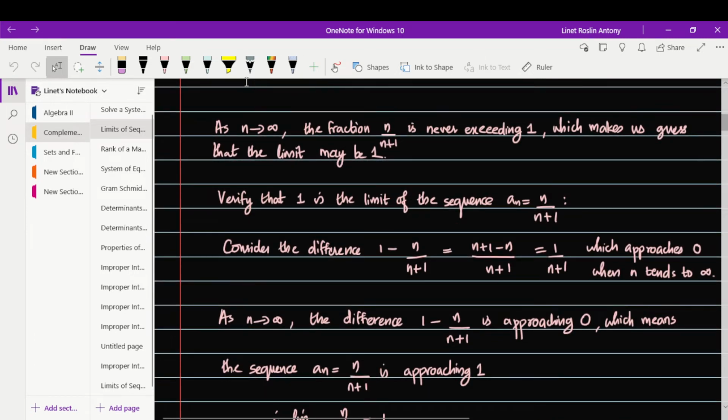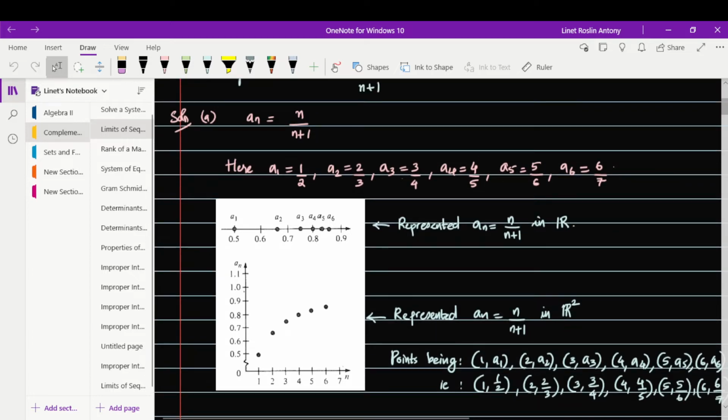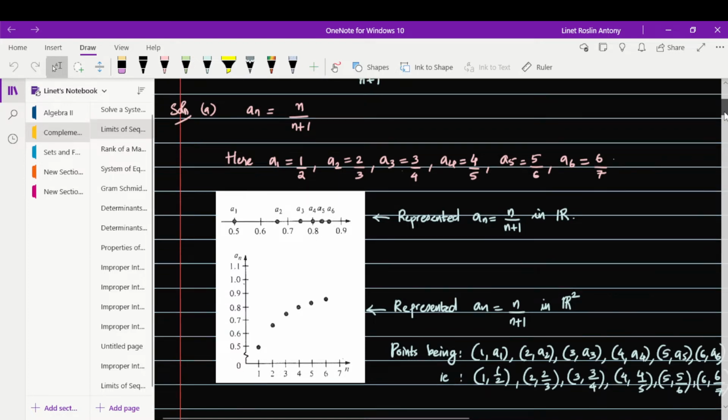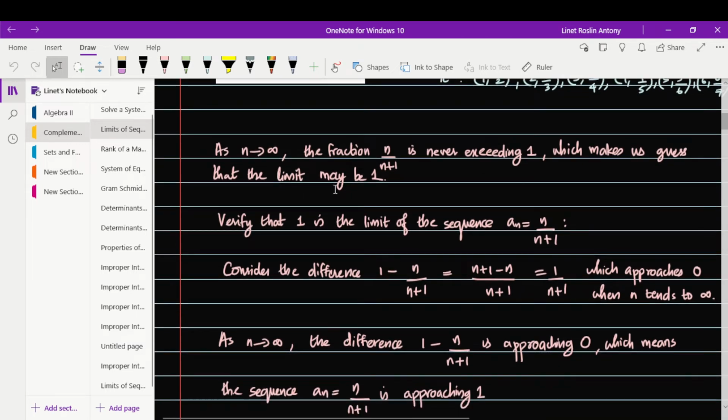So we know that as n tends to infinity, the fraction n/(n+1)... you can see in the figure, you can check it out on the real line here, the values are not exceeding 1. See, all the points are coming like this and it is not going above 1. So we can guess that the limit may be 1. That is just a guess, and we have to verify this guess.